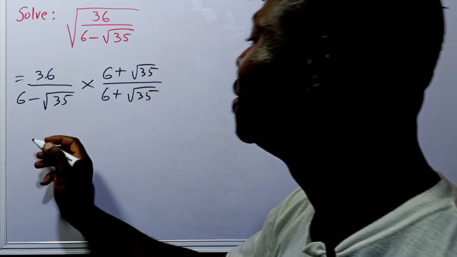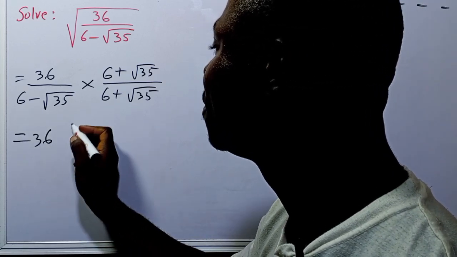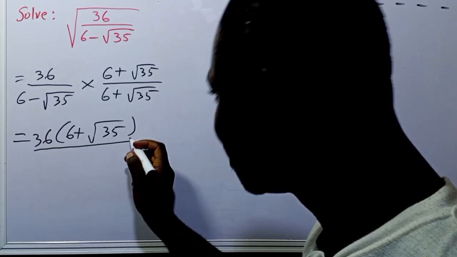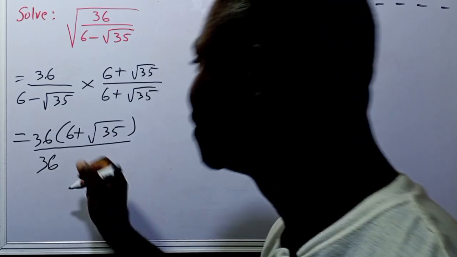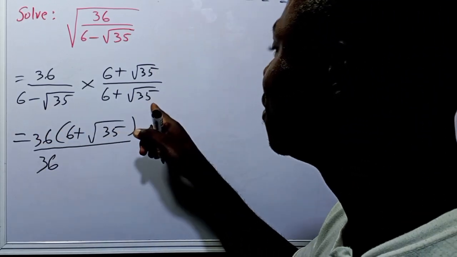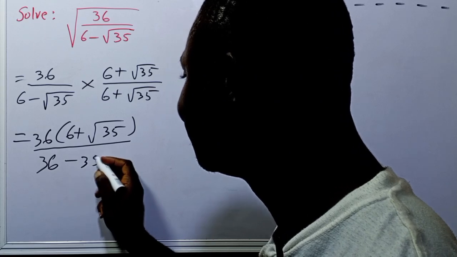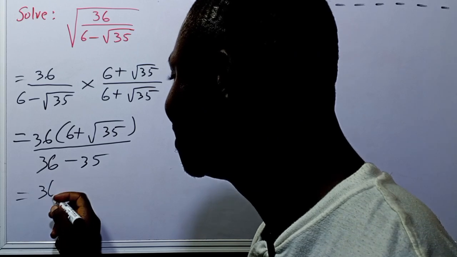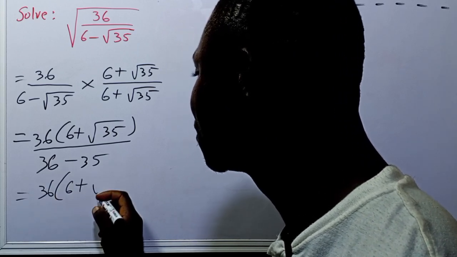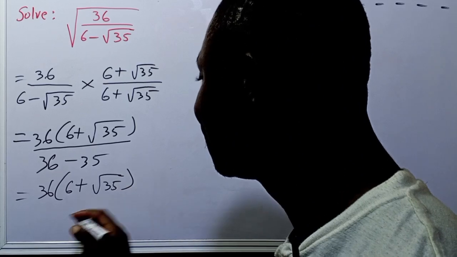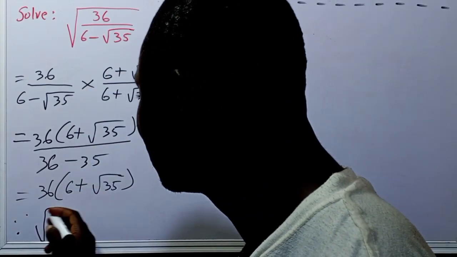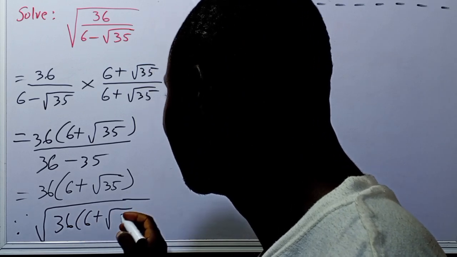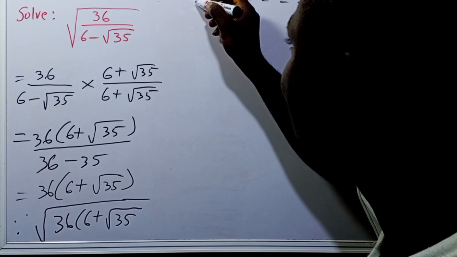The next thing you have is 36 into brackets 6 plus square root 35, all over 6 times 6, which is 36, minus square root 35 times square root 35, which gives you minus 35. Remember that 36 minus 35 gives you 1. So you are left with 36 into bracket 6 plus square root 35. Therefore, the expression becomes square root of 36 into bracket 6 plus square root 35. Now let's move on.